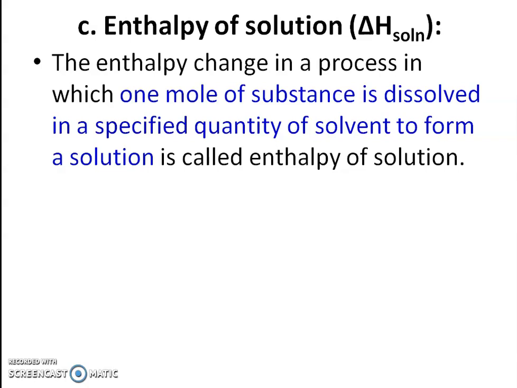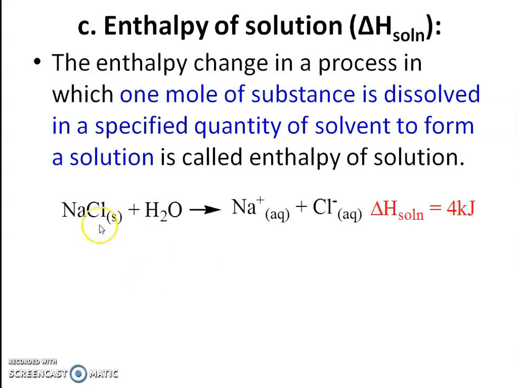Consider sodium chloride, and suppose 1 mole of solid sodium chloride, an ionic compound, is added in water. Water is a polar solvent, so sodium chloride dissolves in water and we get sodium chloride solution. First of all cations and anions are formed by dissociation, and after dissociation these cations and anions are hydrated, so we get hydrated cations and anions, and therefore sodium chloride dissolves in water and we get a solution.